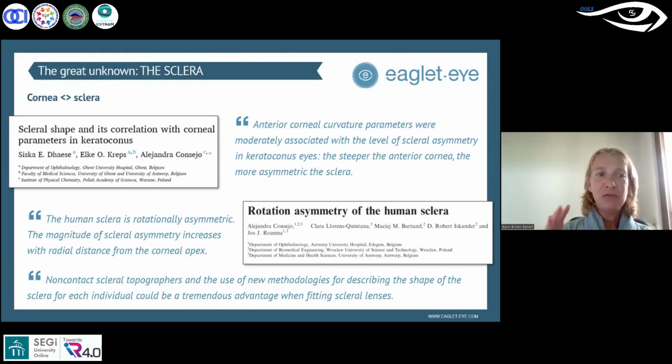So these are different studies. So you can see names there. We've got Alejandra Concejo. She does quite a lot of research with the sclera, with the profilometer. And she comes up in another study with Robert Iskander. So various studies show the scleral shape and its correlation with the corneal parameters. So again, with keratoconus, the steeper the cone, the more asymmetric the sclera becomes as well.